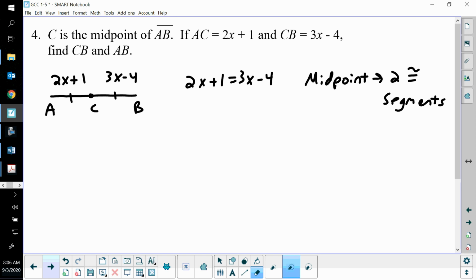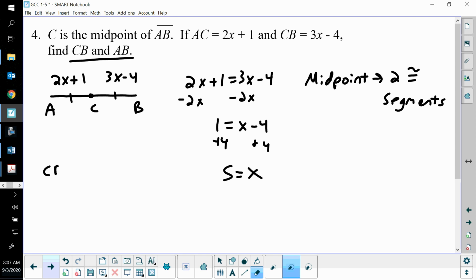Well, now we can just go through and solve. We'll subtract the 2x from both sides. That'll give us 1 equals x minus 4. We can add the 4 over, and we get 5 equals x. And we'll reread the question. Is x what they wanted? Nope, they wanted us to find CB and AB.